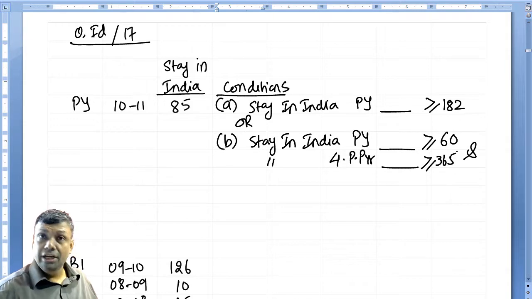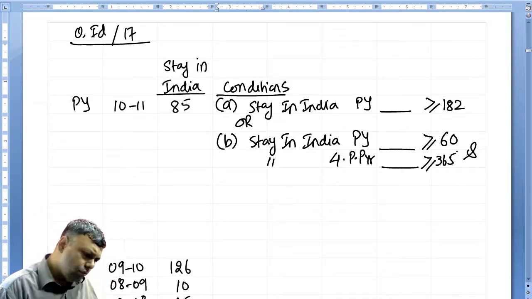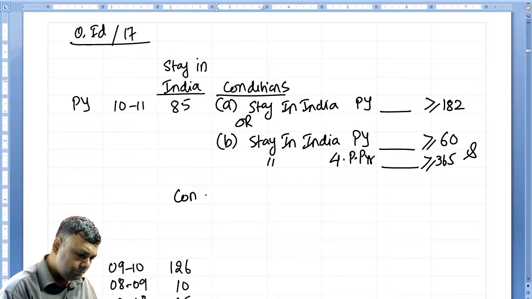So for stay in India, in this fill in the blank I have to put the actual numbers. Those actual numbers I have to match with the number of days stay which is given to me by the law under section 6. I will do that. Don't worry. And after doing this, I'll have to write a conclusion.